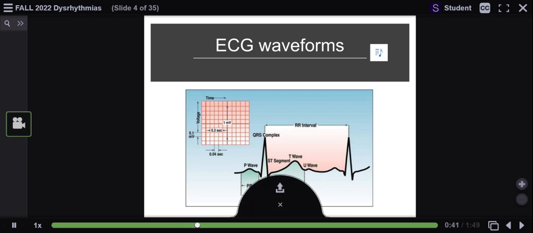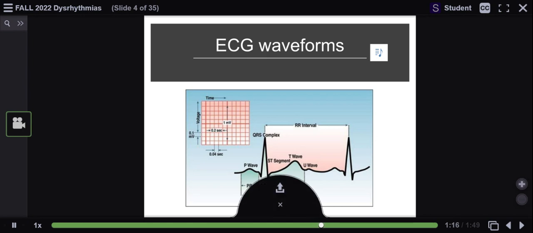Why do I have to say this? Because it's important to know the different waves, complexes, and intervals of the different waveforms. So let me start by explaining the different waves and waveforms of the ECG. We have the P wave, the QRS complex, the ST segment, the T wave, and the U wave. With the R to R interval, I will tell you more about that later to determine the heart rate.